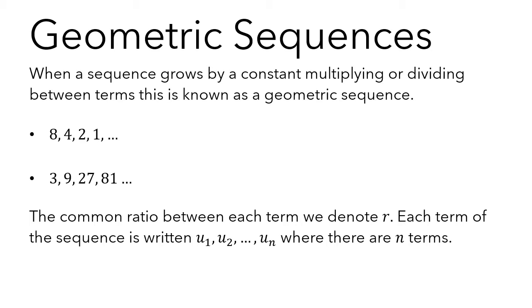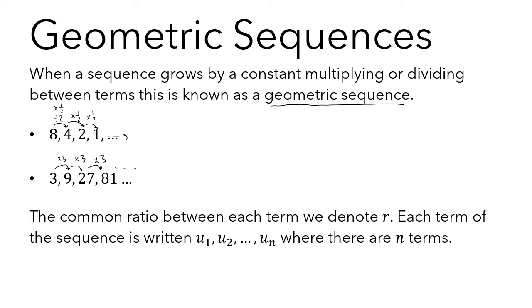When a sequence grows by constant multiplying or dividing between the terms, this is known as a geometric sequence. For example, 8 to 4 would be divided by 2 or times 1/2. 4 to 2, again, same thing, times 1/2 or divided by 2. And from 2 to 1, times 1/2 again, or divided by 2. And the process continues. Or it could grow. From 3 to 9 would be times 3, and then times 3 again, continuing on as the series grows.